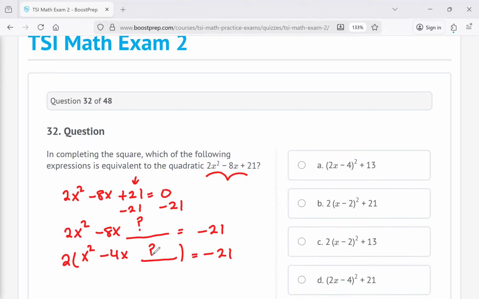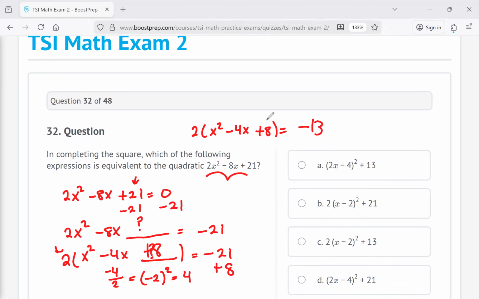So now what do I put in my blank space? Well, you take half of your b. Your b is negative 4, so half of that is negative 2, and then you square that, which is 4. But don't be fooled. You would think you would add 4 to both sides, but because we factored out a 2, it's really 4 times 2, which is 8. So you're going to add 8 to both sides. So now you have 2 parentheses x squared minus 4x plus 8, and then negative 21 plus 8 is negative 13.